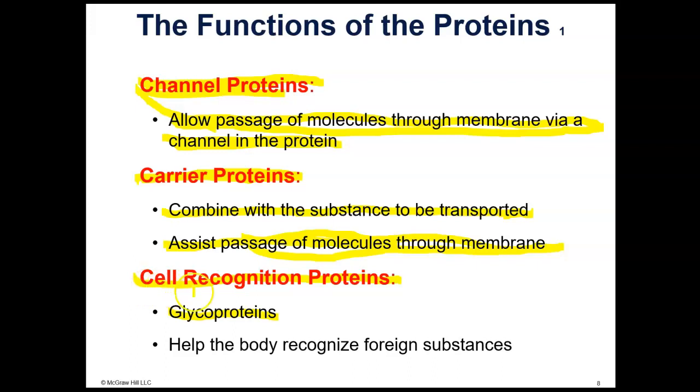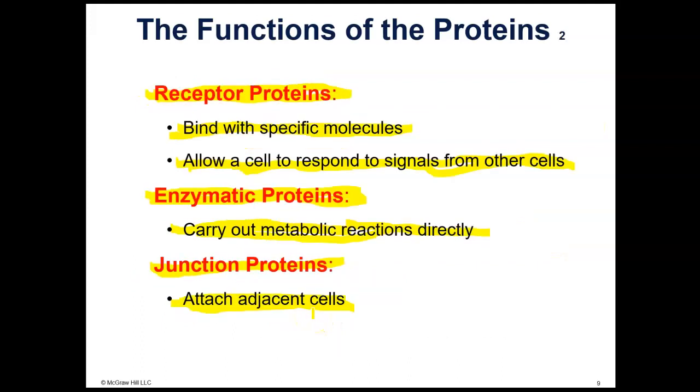A third type of protein is called cell recognition proteins, and this would be the glycoproteins. They're going to help the body recognize its own cells and also help the body recognize foreign cells, because foreign cells will have glycoproteins that your immune system does not recognize. Now, moving on to receptor proteins, these are proteins that bind with specific molecules, and then the cell will respond to signals from other cells, okay?